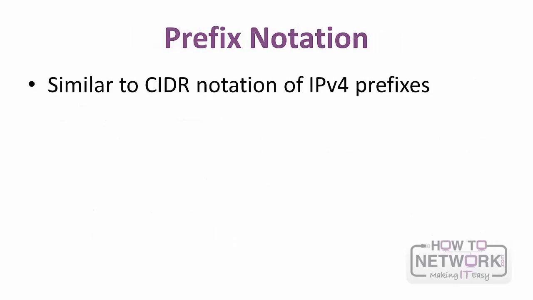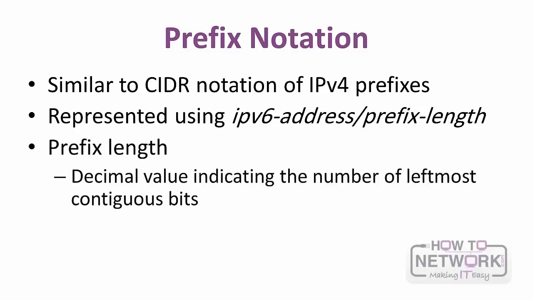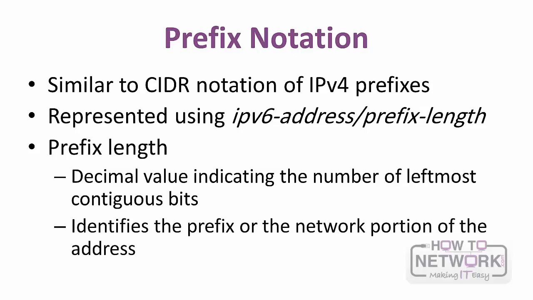The representation of IPv6 address prefixes is similar to the way that IPv4 address prefixes are written, in classless interdomain routing notation. An IPv6 address prefix, the network portion of the address, is represented using the following format: IPv6 address / prefix length. The prefix length is a decimal value indicating the number of leftmost contiguous bits of the address. It identifies the prefix or the network portion of the address.